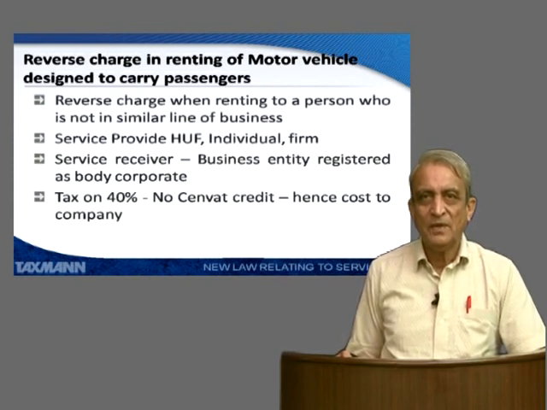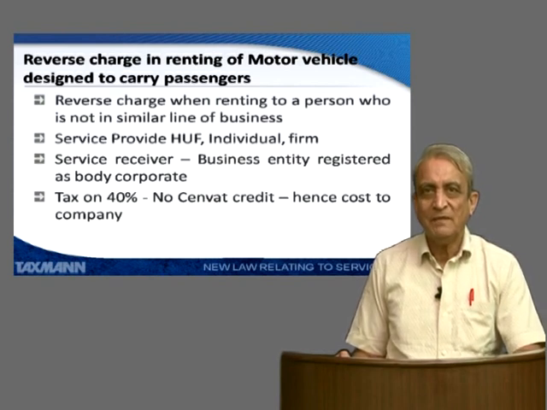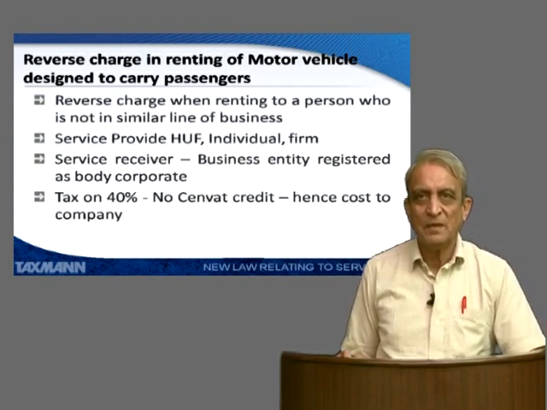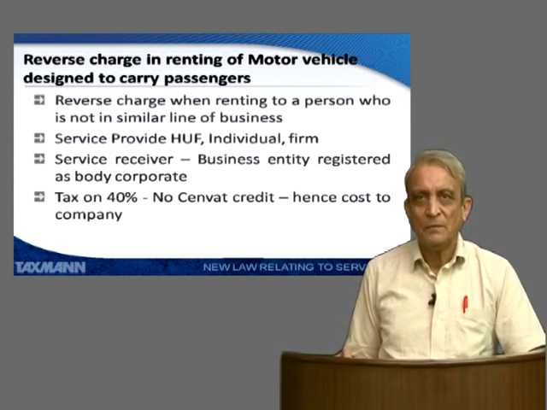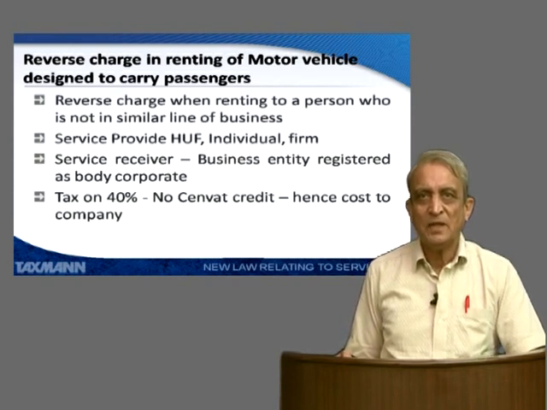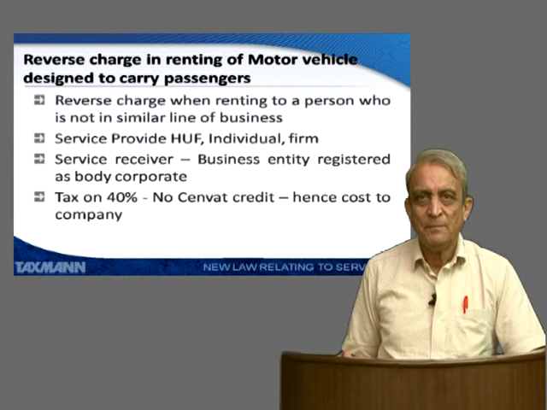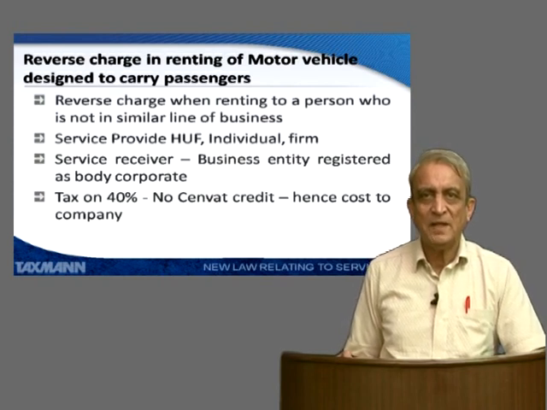In that case, the first service provider of renting of motor vehicle provides service to another person who is providing service of motor vehicle to carry passengers, and then he is providing service to the final customer. Now, when the first person who is renting a cab gives the cab on rent to another person who is also in the business of renting a cab, then this reverse charge mechanism does not apply.